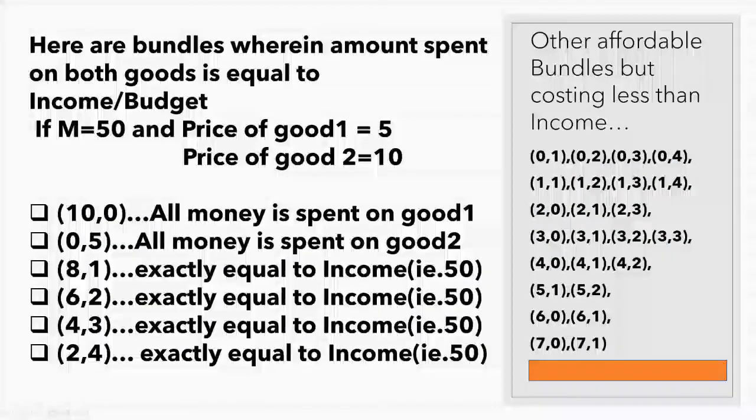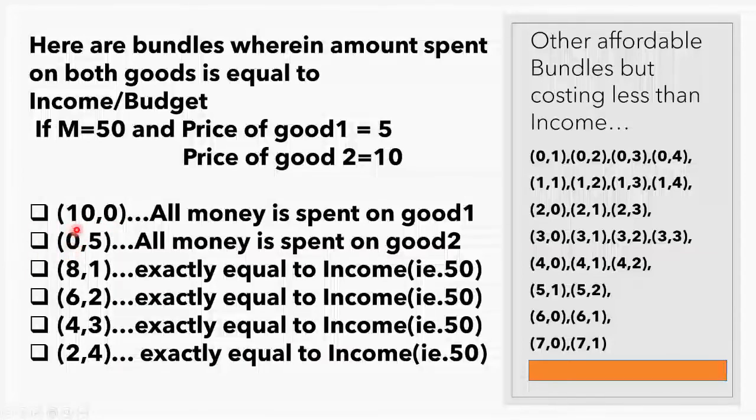Here I have put up all the bundles wherein the amount spent on both the goods is equal to the income or the budget. Here we have the income or budget denoted by M equal to rupees 50. The price of good 1 again is rupees 5. Price of good 2 is 10. In the first example, we see if we spend all the money on good 1 and we end up buying 10 units of good 1, then we are spending 50 rupees here. We have nothing more to spend on good 2.